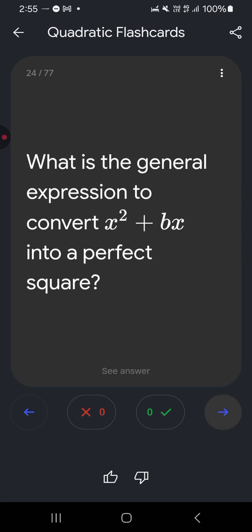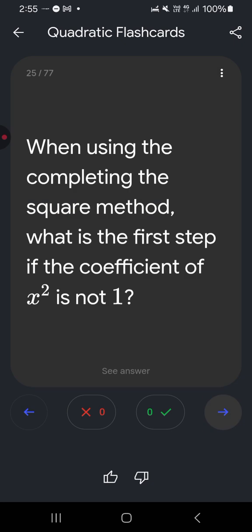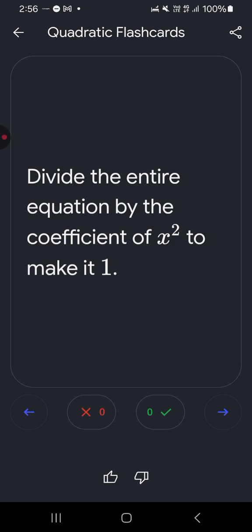What is the general expression to convert x square plus bx into perfect square? Add and subtract b upon 2 the whole square. When using the completing the square method, what is the first step if the coefficient of x square is not 1? Divide the entire equation by the coefficient of x square to make it 1.